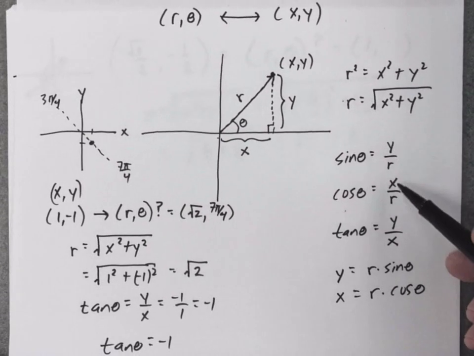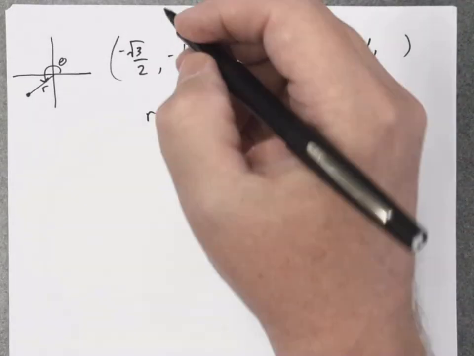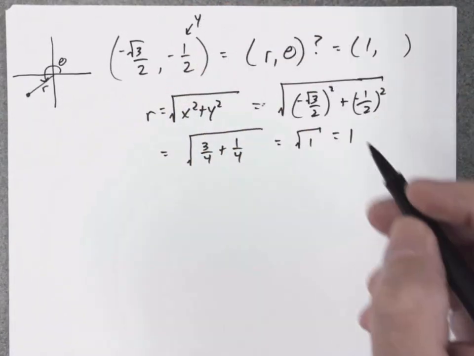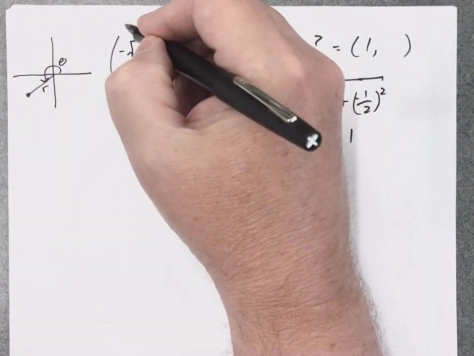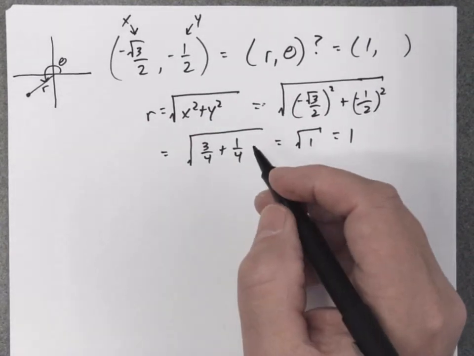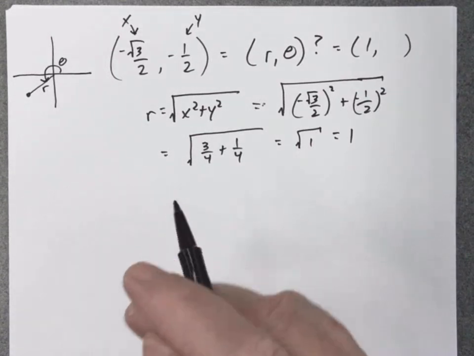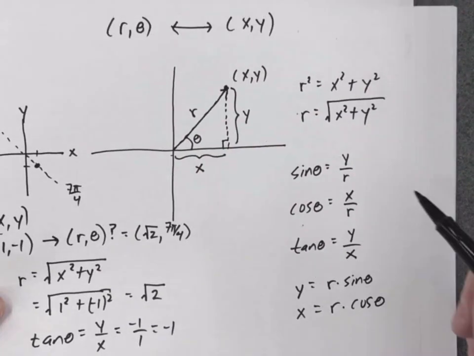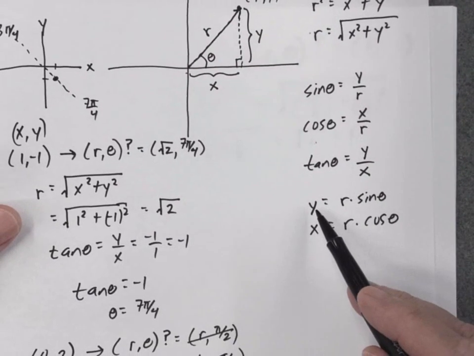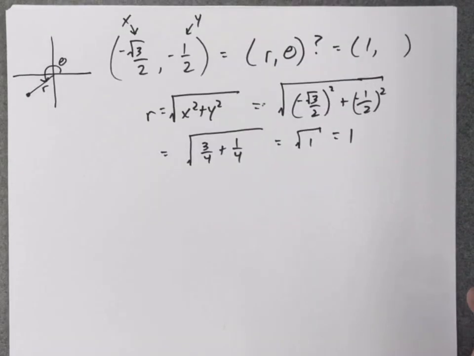So y's, x's, and r's. You know what I'm going to do? Because up here, I'm going to choose to use something with y in it, because it's negative 1/2. If I can avoid this square root, I'm going to. And I think what might be easiest is if I go ahead and do the sine. So let's do this one down here. Y equals r sine theta.